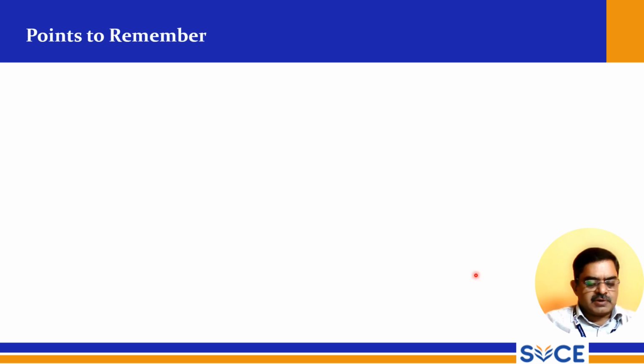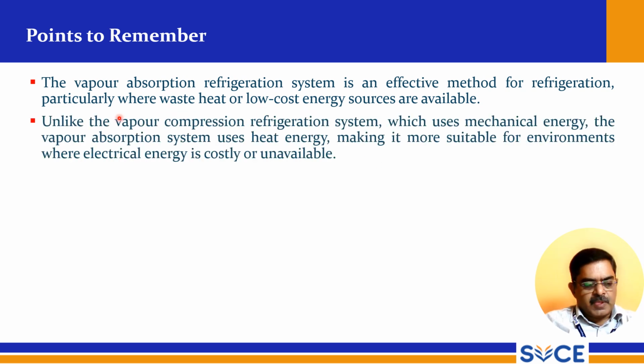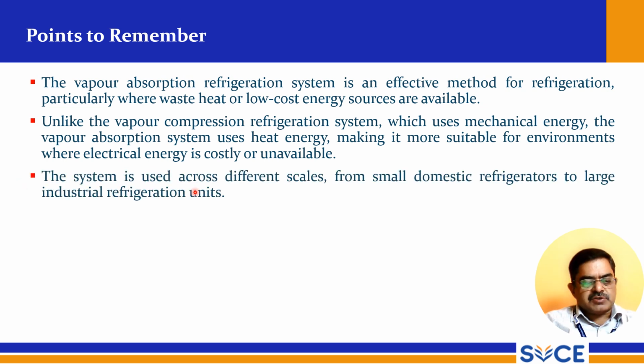So from this we have these points to remember. The vapor absorption refrigeration system is an effective method for refrigeration, particularly where waste heat or low cost energy sources are available. Unlike the vapor compression refrigeration system, which uses mechanical energy, the vapor absorption system uses heat energy, making it more suitable for environments where electrical energy is costly or unavailable. The system is used across different scales, from small domestic refrigerators to large industrial refrigeration units.